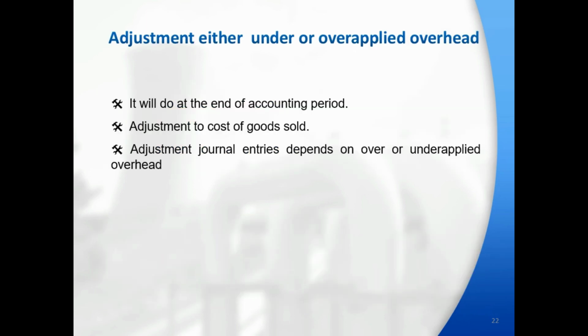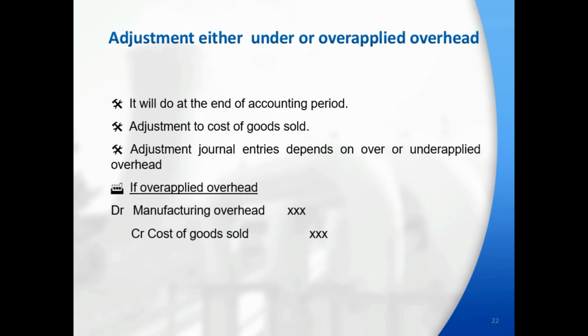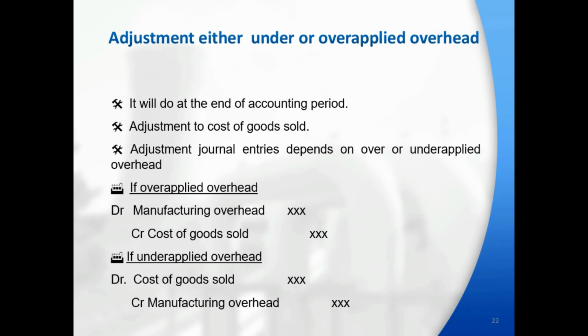Adjustment for either under or over applied overhead. It is done at the end of the accounting period. Adjustment to cost of goods sold. Adjustment journal entries depend on over or under applied. If over applied, debit manufacturing overhead and credit cost of goods sold. If under applied, debit cost of goods sold and credit manufacturing overhead.